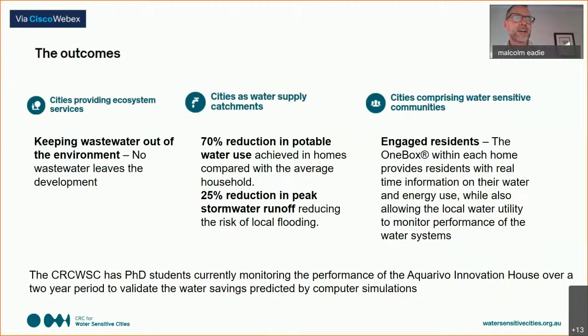So the outcome of building houses like this, and granted there's a lot of new technology in here, and it's right at the innovative end of housing in Australia, and let's not be under any illusions that this is normal for housing in Australia, but it's a snapshot of where things are heading. So what happens at this development with all the houses equipped in this particular way is there is no wastewater generated outside the boundary or discharged to outside the boundary of this development.